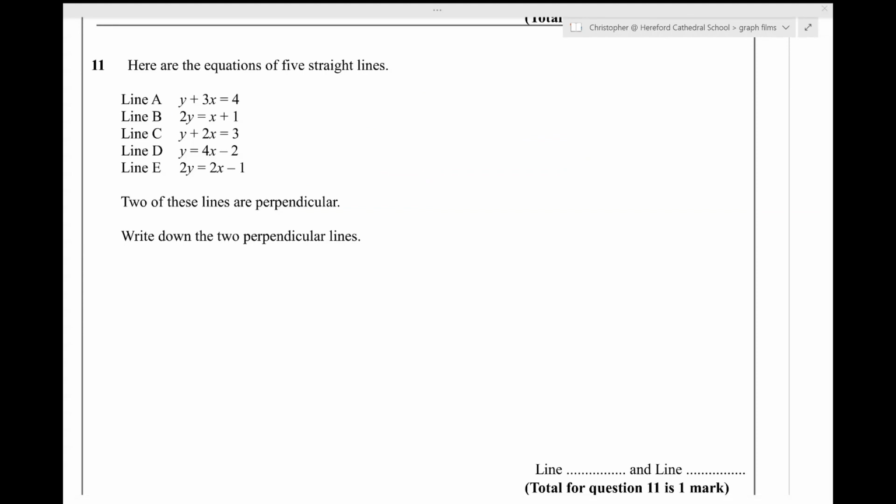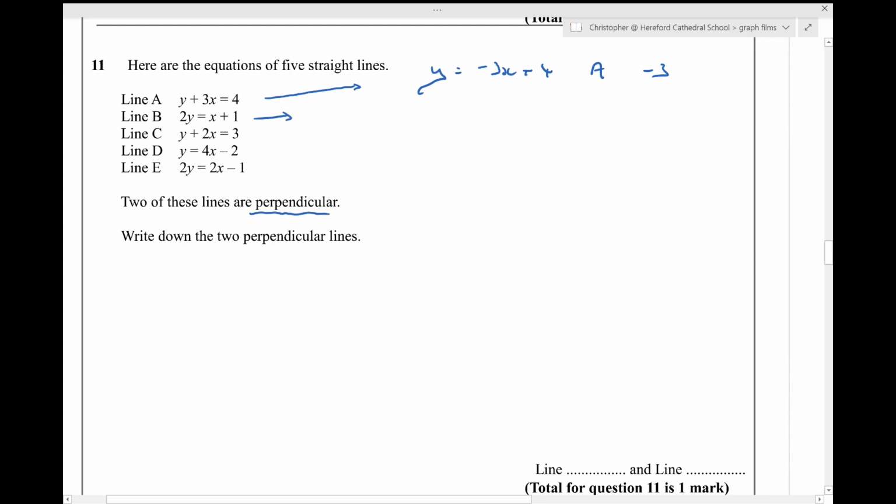Question 11. Here are the equations of 5 straight lines. 2 of these lines are perpendicular. Write down the 2 perpendicular lines. So I need to find out the gradient of each of these lines, and then I'll look for 2 lines which are perpendicular. So line A, if I make y the subject of line A, then it's going to be y equals, minusing 3x from both sides. So line A would have a gradient of minus 3.